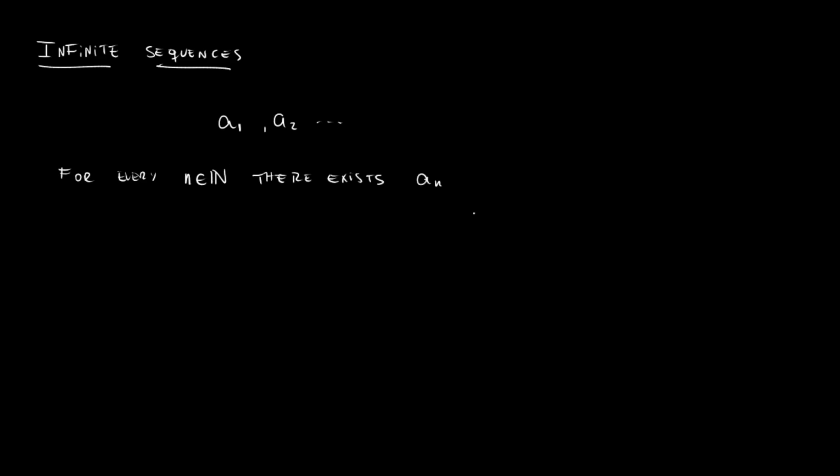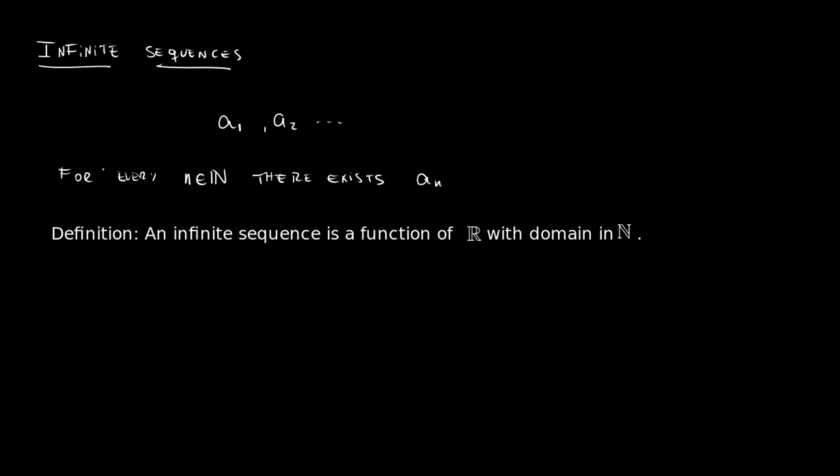Let's look at the actual definition of a sequence. An infinite sequence is a function of the real numbers with domain in the natural numbers. So if we have a function a that goes from the natural numbers into the set of the real numbers, then this function has R as its image and natural numbers as the domain. Then this function is a sequence.